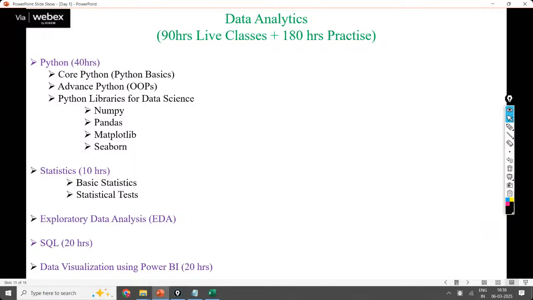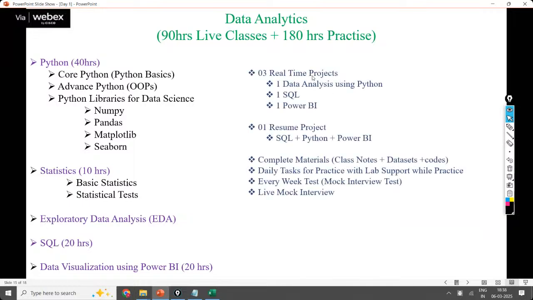Right? Now, here we are going to cover 3 real-time projects. In the class, we are going to cover 3 real-time projects only based on this, not for the entire course, guys. Only for this. One project from data analysis using Python, one project from SQL, and one project from Power BI. By combining these 3, you are going to create one project. That project only we are going to keep in the resume. Okay.